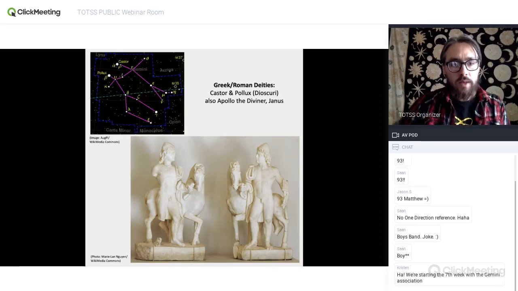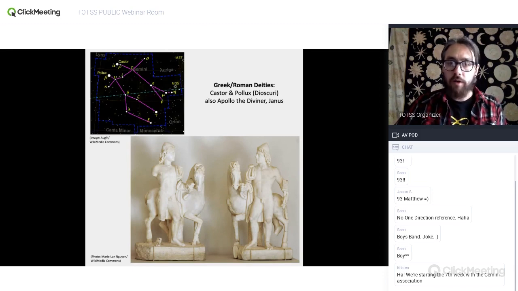Let's see. And then the lower image there too. These are some Roman statuettes of Castor and Pollux. They're often depicted, oh, I'll say a little bit about their mythology. Actually, I'll go on to the next image.